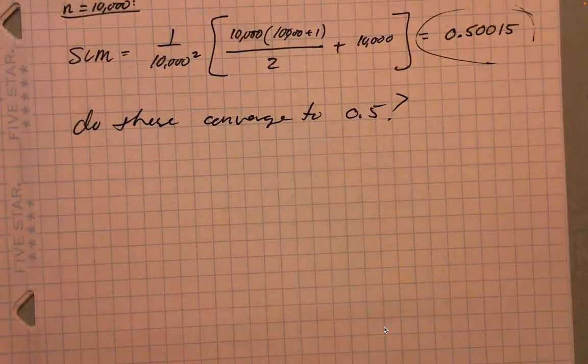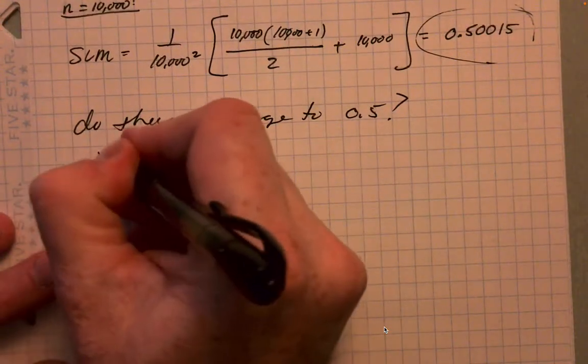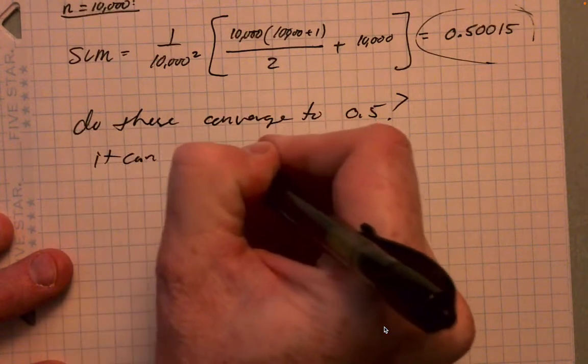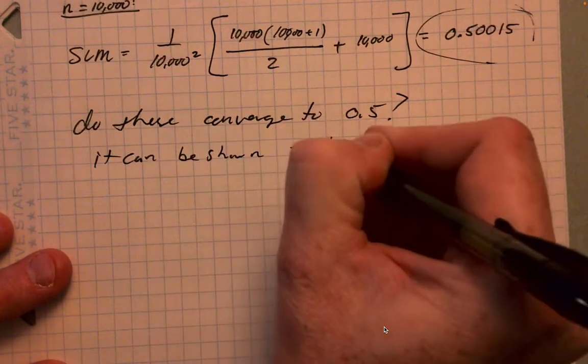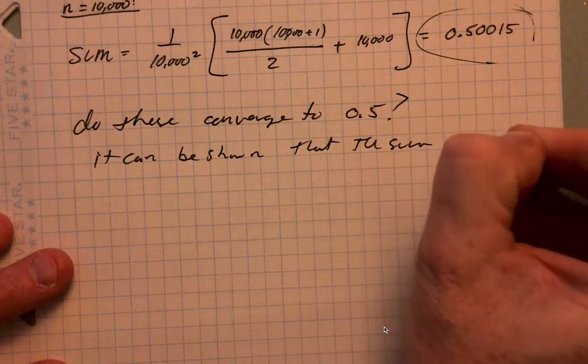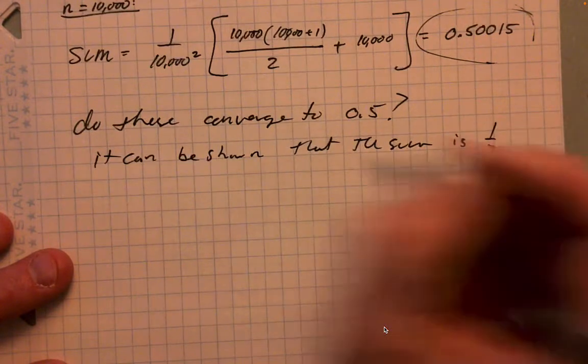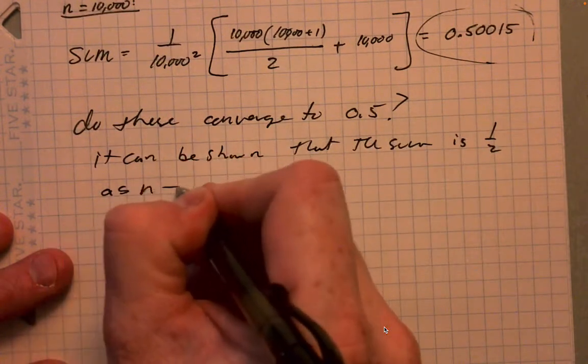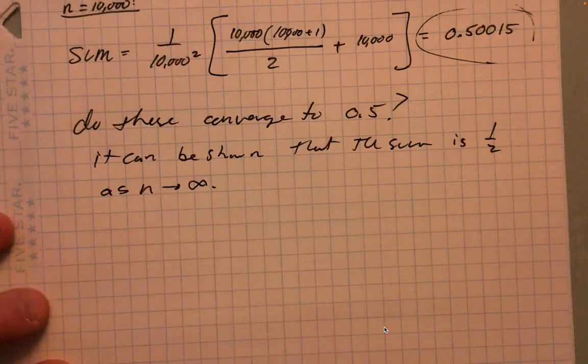Do these converge to 0.5? Well, indeed they do. It can be shown that the sum is 1/2 as n goes to infinity, right? It gets closer and closer to 1/2 as n goes to infinity.